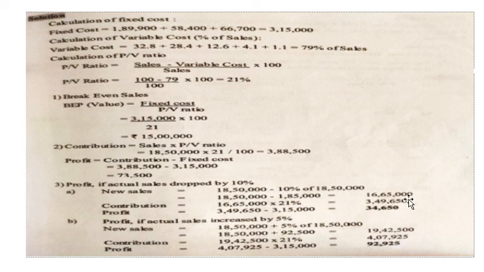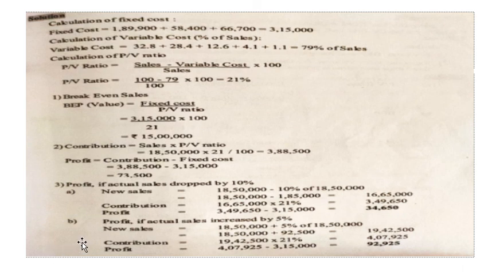So now this is the sales we have got. The contribution formula is sales into PV ratio, which will give you your contribution. So you know your sales, which is 16,65,000, and you know your PV ratio, which is 21%. So 16,65,000 into 21% will give you 3,49,650. With this contribution, you will minus your fixed cost. So 3,49,650 minus 3,15,000 will give you a positive answer, which is 34,650.